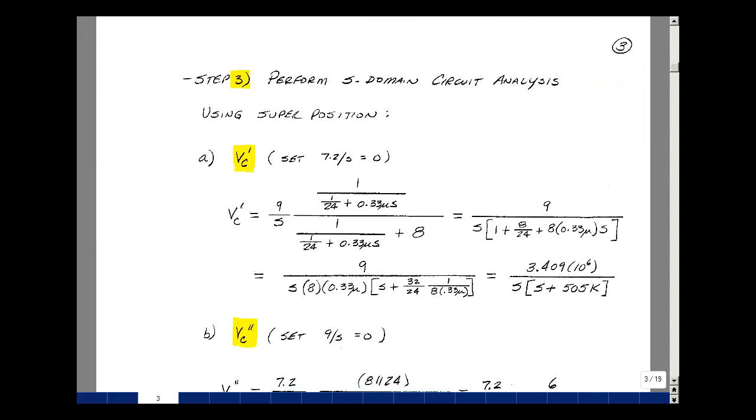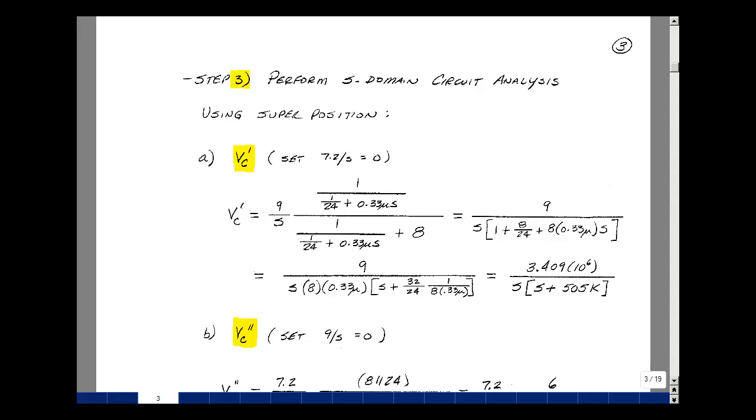Since we have two sources, we could use superposition. Let's set the initial condition equal to 0, and let's solve for the voltage across the 24 ohm resistor, which we called V sub C. What we've got now is a capacitor of 0.33 microfarads in parallel with 24, in series with an 8 ohm resistor, and then a step function of 9 volts. So we can use voltage divider. Take the voltage across the parallel combination, voltage divided with the 8 ohms times our 9 volt step.